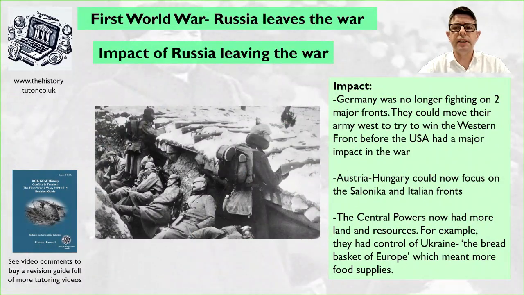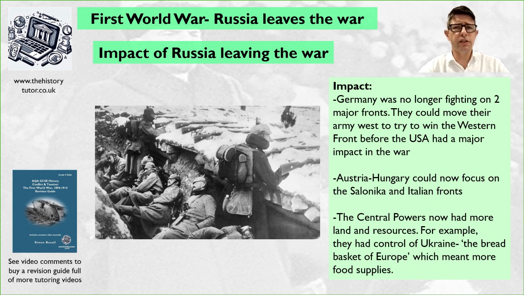So what's the impact of this? Germany no longer has to fight on two fronts now. They're leaving the Eastern Front, and they can move all their soldiers to the west to try and have a quick victory on the Western Front. In particular, they're concerned by the Americans joining the war, so they want to try and have a quick victory over the French and British on the Western Front.